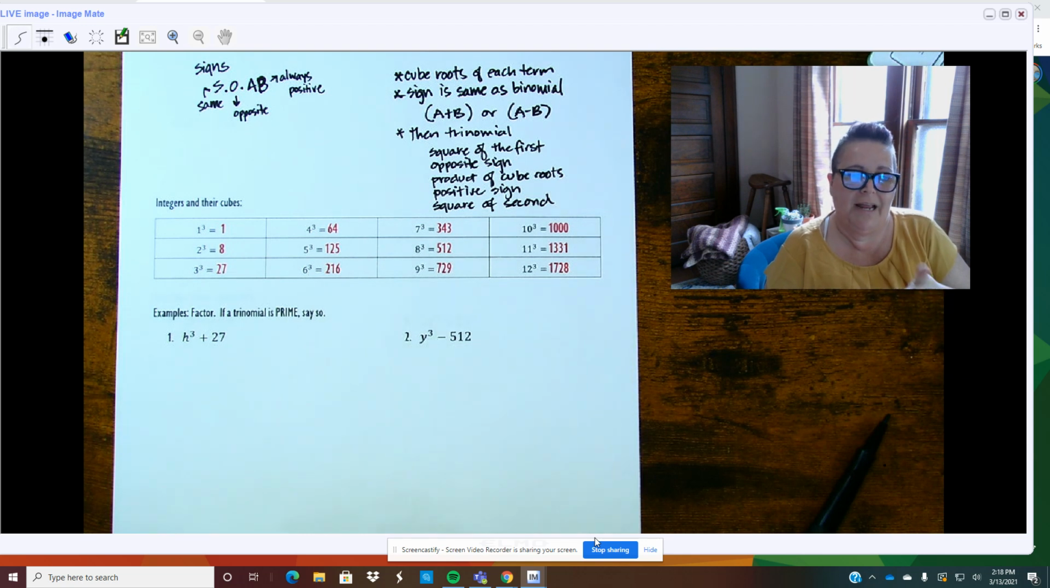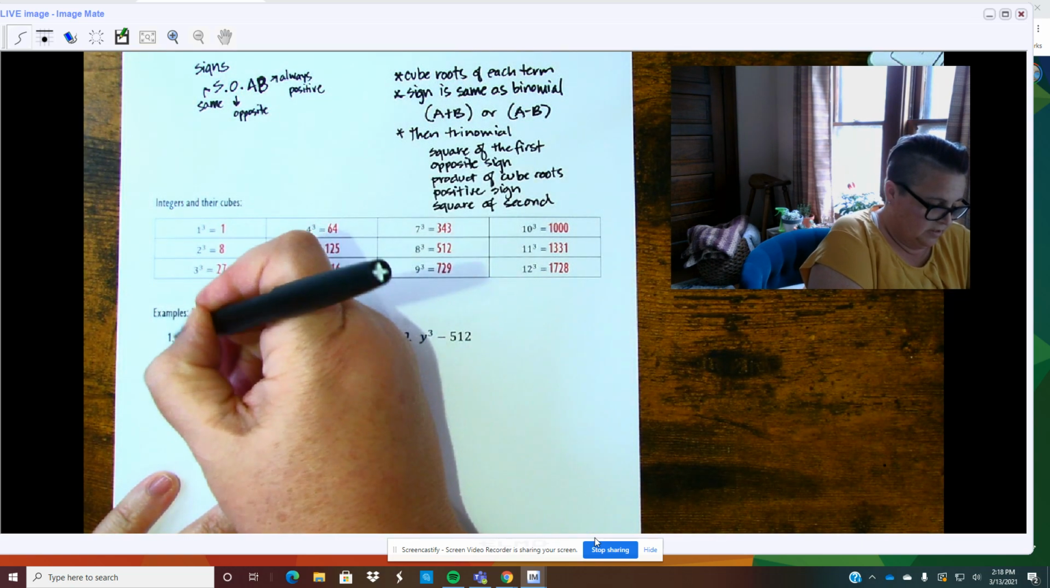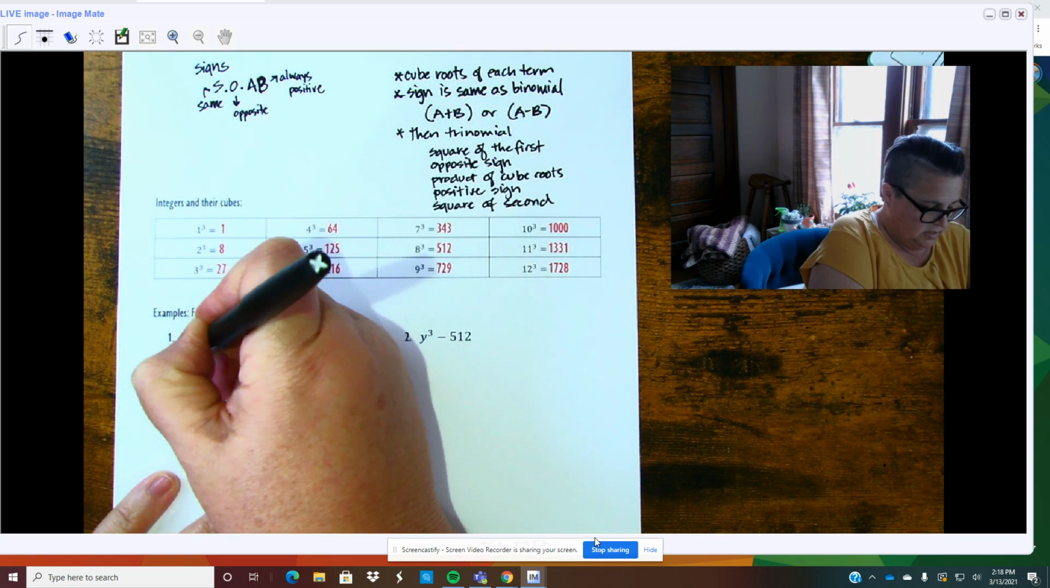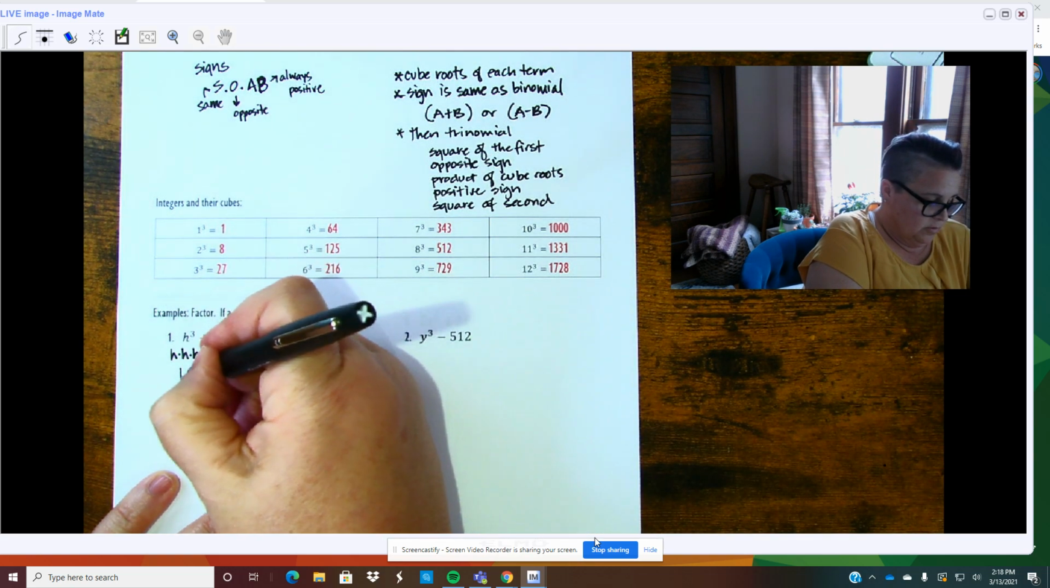What I want to look at now is, is it the sum of two cubes? I do have a plus, so it is a sum. h cubed is a cube. h cubed is h times h times h. So there is a cube there, the cube root of which is h.